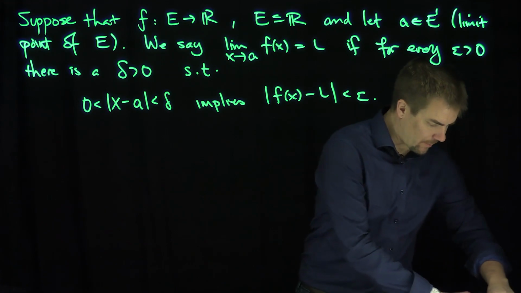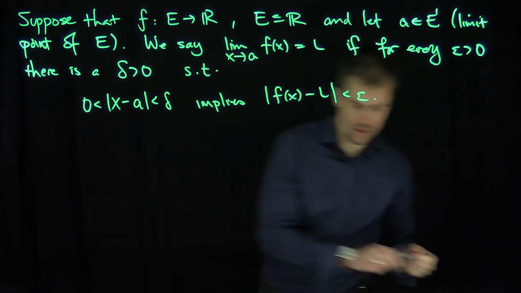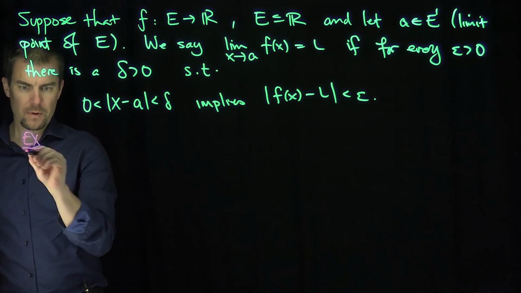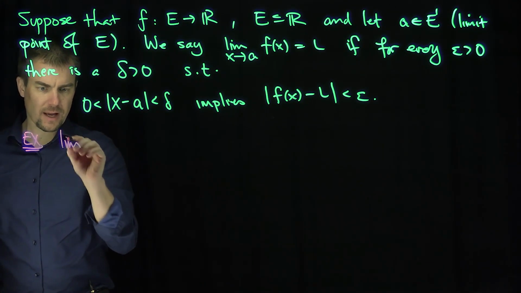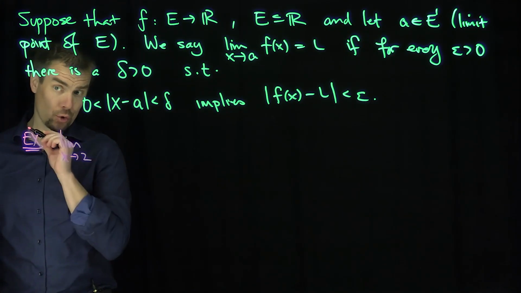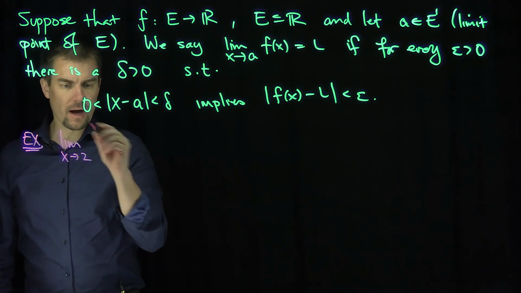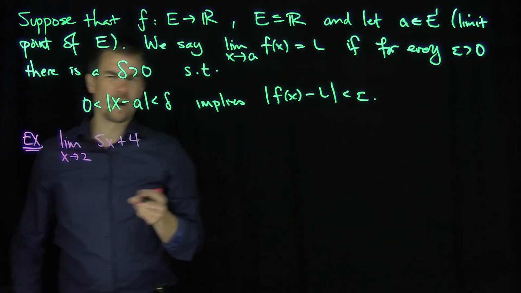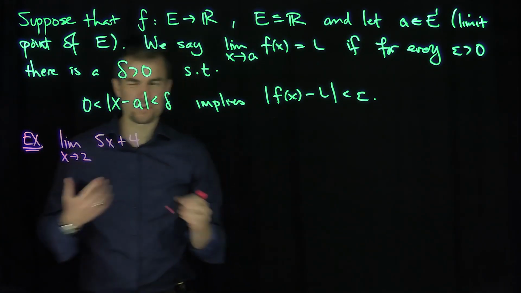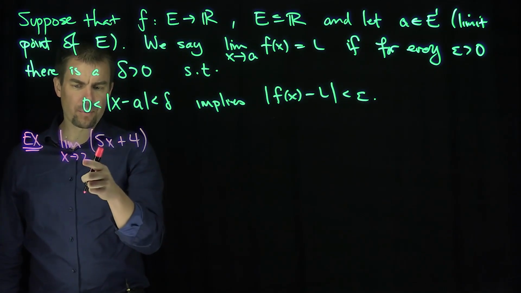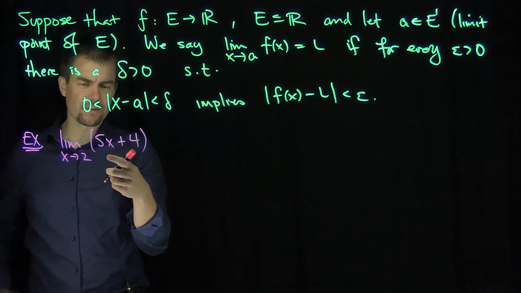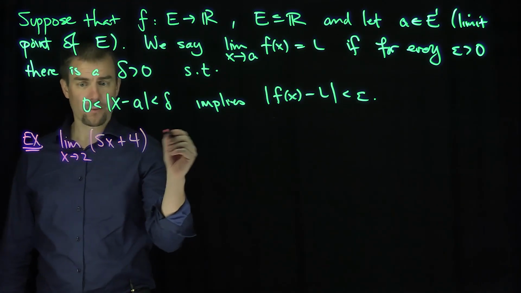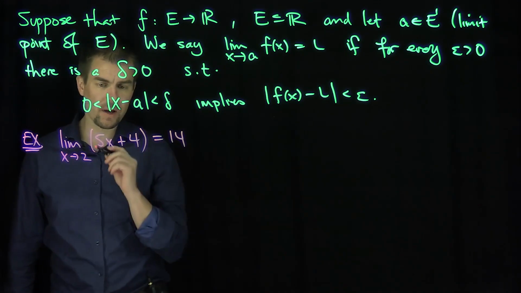So let's see an example of doing a calculation like this. We claim that the limit as x approaches 2 of 5x plus 4 is 14. Well, we have an intuition for what this is from single variable calculus. We have some vague idea of continuity: if I plug in 2, I get 2 times 5, which is 10, plus 4 is 14. So I claim that this is the case.